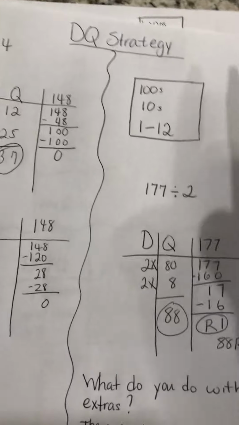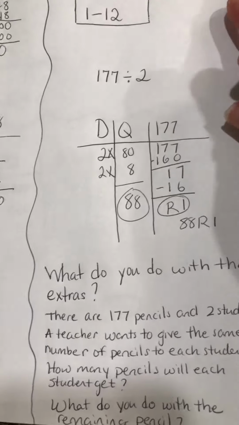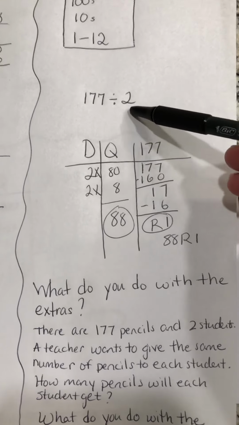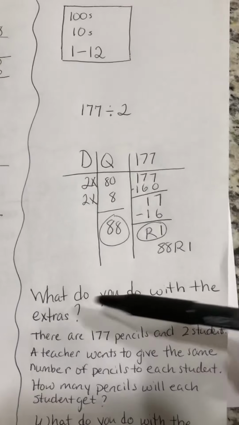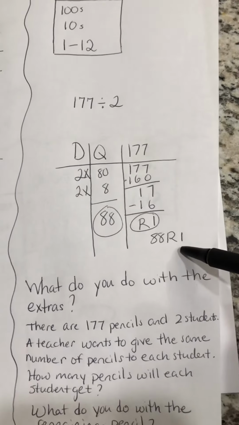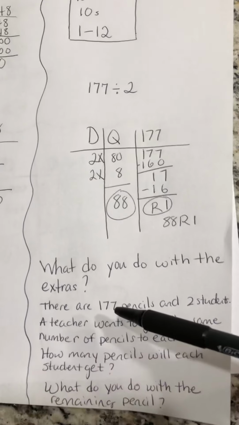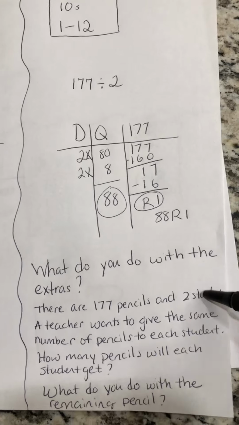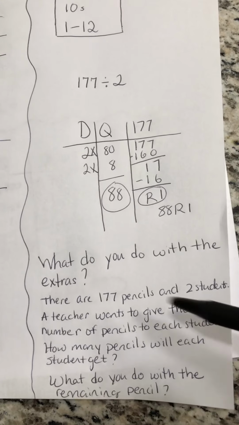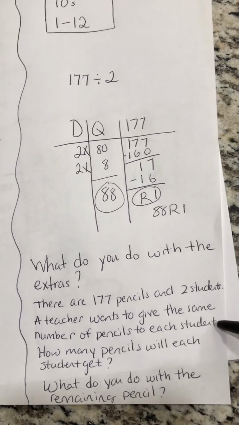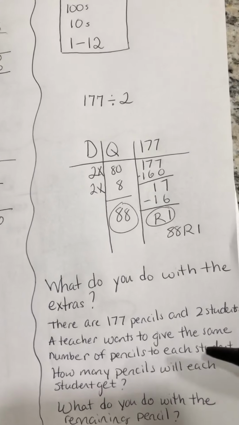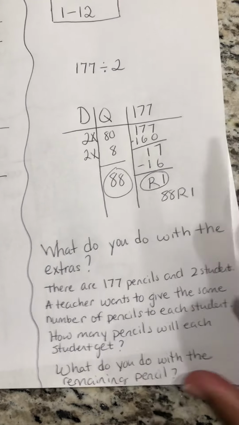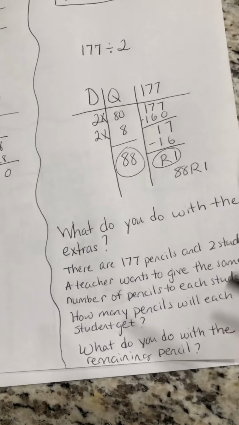So I wrote a word problem below using this division problem, 177 divided by 2. What do you do with the extras? And I'm talking specifically about remainders. There are 177 pencils and 2 students. A teacher wants to give the same number of pencils to each student. How many pencils will each student get? What do you do with the remaining pencil?